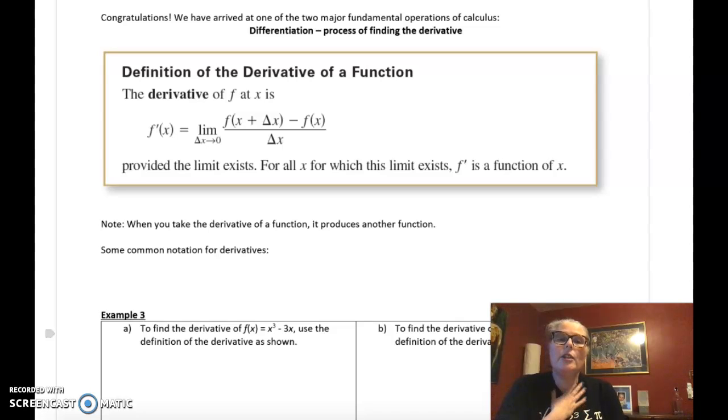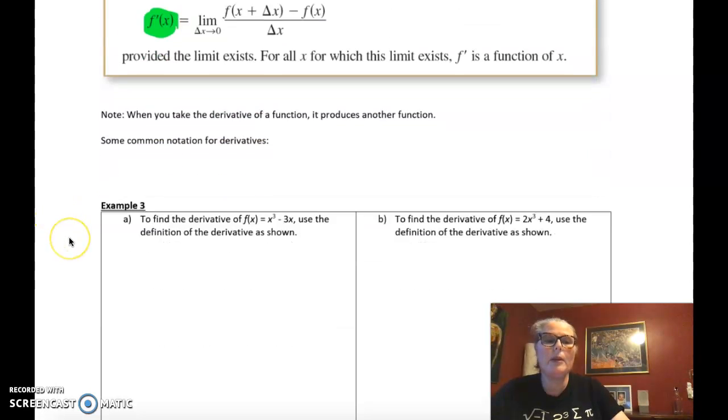So our definition of a derivative is the limit as delta x approaches 0 of f of x plus delta x minus f of x over delta x. And in terms of the notation, the most common one is listed in the definition right there. Let me just highlight it for you right here. But there are lots of different notations for it. So for example, let me move this one up here a little bit.